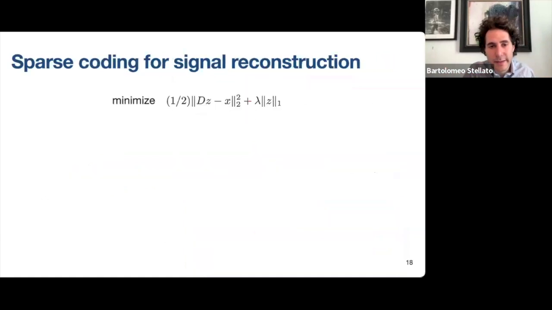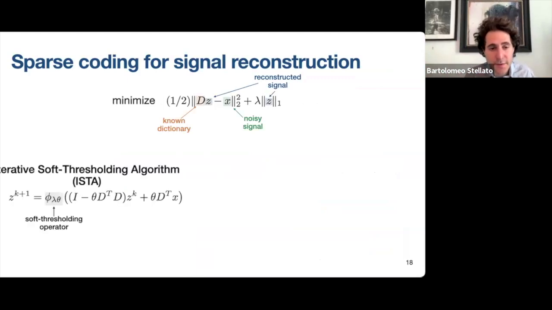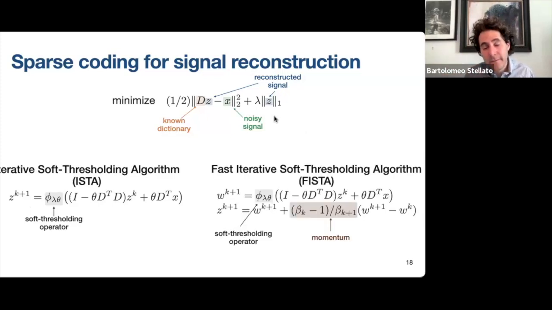So let me just show you one example. This is a sparse coding problem for signal reconstruction. Every time you observe a noisy signal, and you have a dictionary D, you want to use it to represent the signal in the sparsest possible way by reconstructing this vector Z. And we have the L1 norm to induce sparsity in this problem. It's a typical lasso-like expression. There are many algorithms. The typical one is the iterative soft thresholding algorithm, ISTA, where we do a gradient step on the quadratic smooth part of the objective and a soft thresholding operator to deal with the one norm. There are also faster versions with momentum. For example, the fast iterative soft thresholding algorithm, FISTA, adds a momentum step to these iterations.